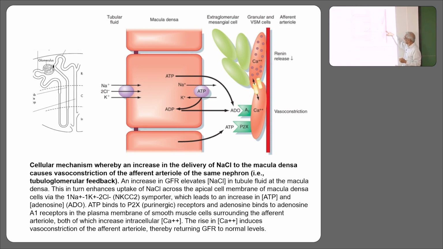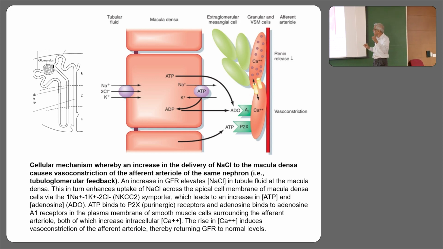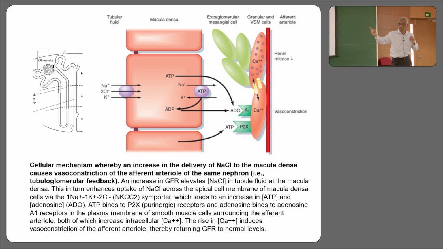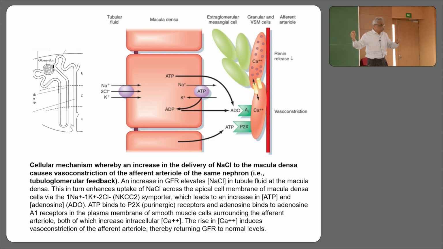And what are these? This is the afferent blood vessel. The afferent blood vessel just outside has smooth muscles. Those smooth muscles are equipped with receptors for adenosine. And can somebody tell me what P stands for? Very good, purinergic. What do you call them? Purinergic receptors.